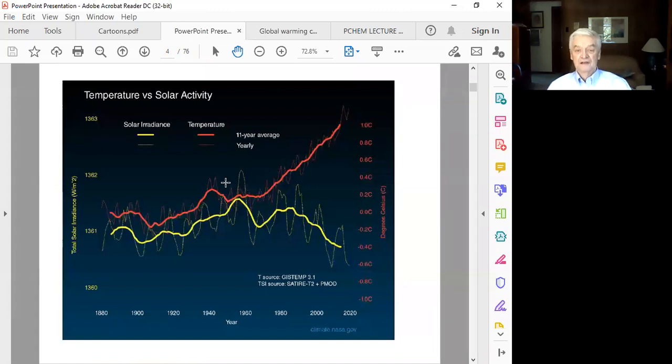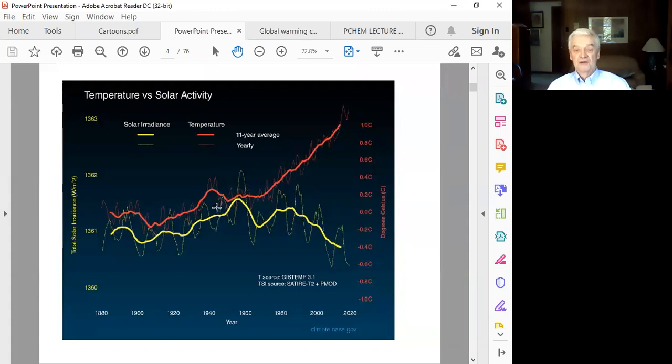This is one I added. This goes up to 2020. So here is, again, the temperature increase. Lonnie Thompson's chart ended here, but you can see we have a steady increase here. This curve is smoother because it's an 11-year average. We still have that kind of flat area in between.